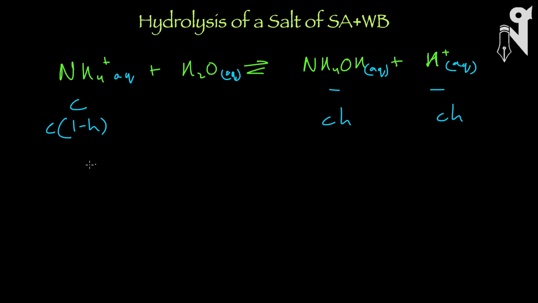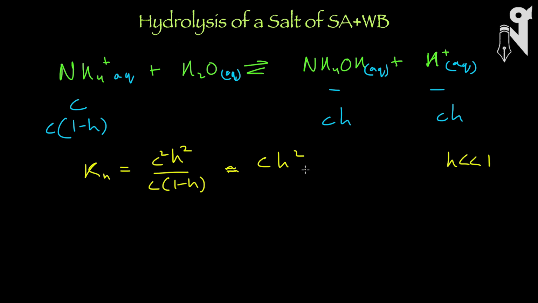So what we have is Kh equal to CH square. So C into H, C square H square upon C into 1 minus H, where we assume that H is very, very less than 1, and we consider 1 minus H as 1 itself. So what we get is Kh equal to C H square. That means your degree of hydrolysis is equal to under root of Kh by C. So that's your degree of hydrolysis.